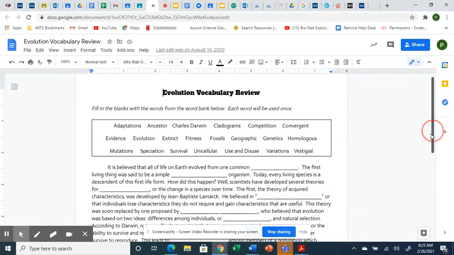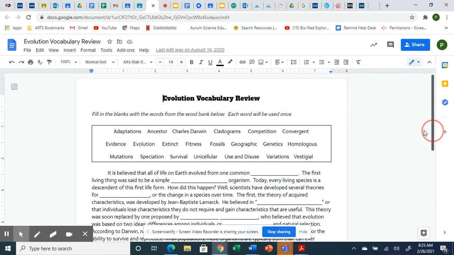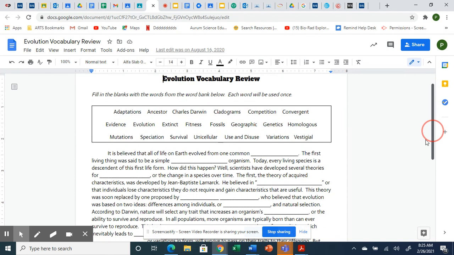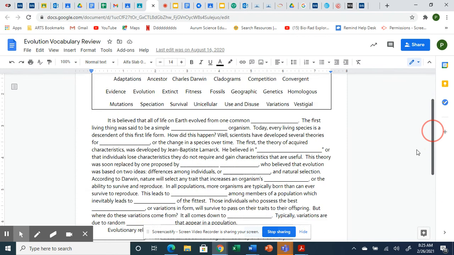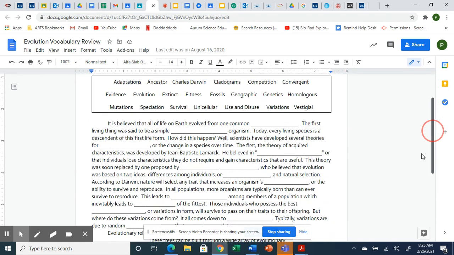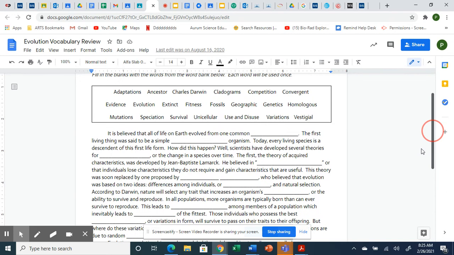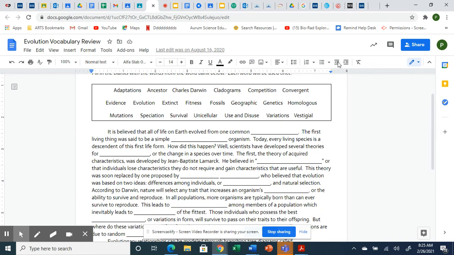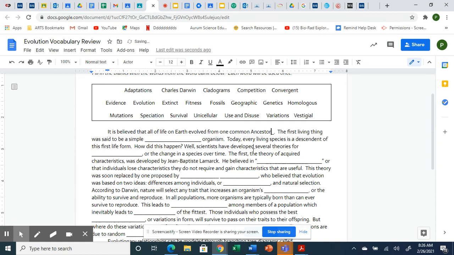Okay, so biology students, we have a vocabulary review here. And we have a little story, and we are going to input our words on evolution. So, it is believed that all life on Earth evolved from one common ancestor. I believe. Control X, Control V. And you know what that ancestor is? It is a worm.